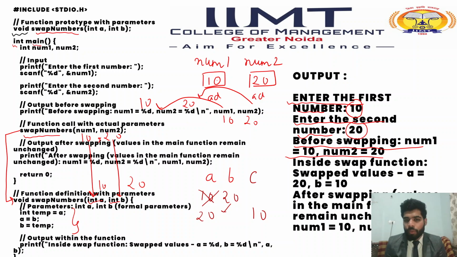And now we are swapping the value of b. So b needs 10. So here we transfer the value of c to b. So now b will become 10. Now the swapping is done. Earlier they were 10 and 20. Now they are 20 and 10.